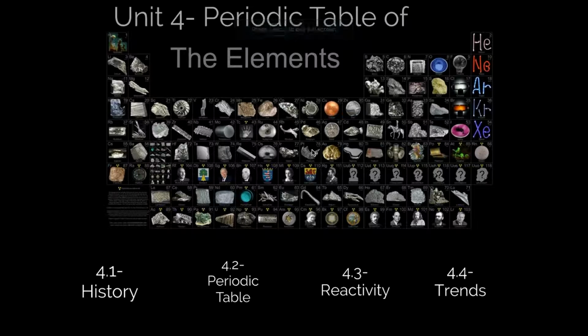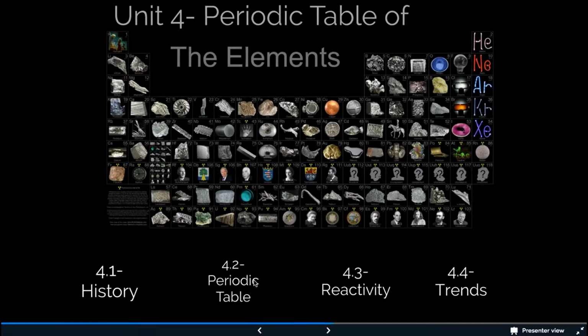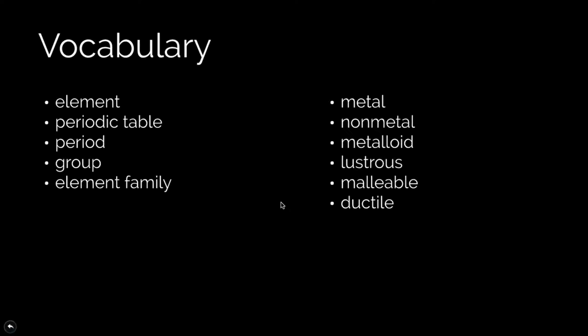So let's talk about the periodic table and the way that it is set up. So this will be our second section on this unit, and here's our vocabulary. By the end of this video, you should be familiar with all these different terms. So we have element, periodic table, period, group, element family, metal, non-metal, metalloid, lustrous, malleable, and ductile.